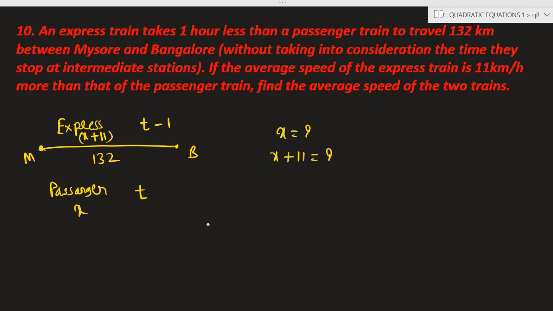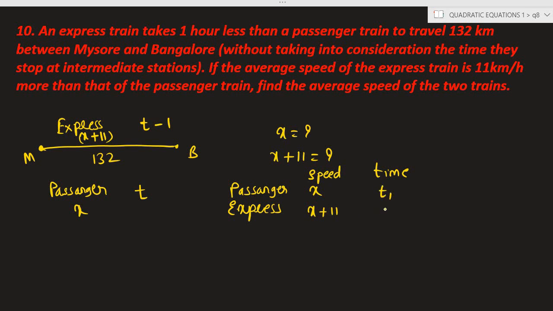See what is given: one express train and one passenger train to travel a distance of 132 kilometer. The speed of the passenger train is x, and the speed of the express train is x plus 11. And what is the time taken by the passenger train? That is t1.